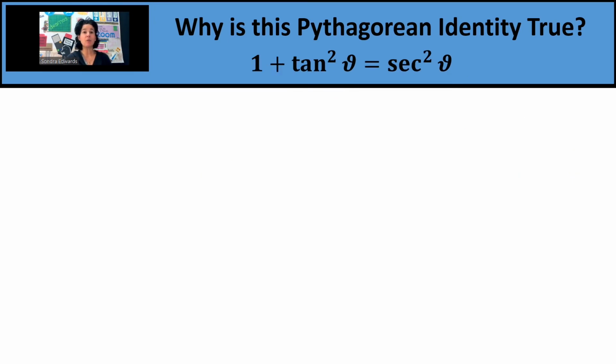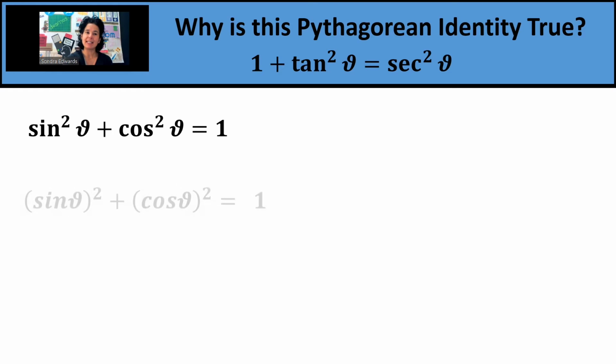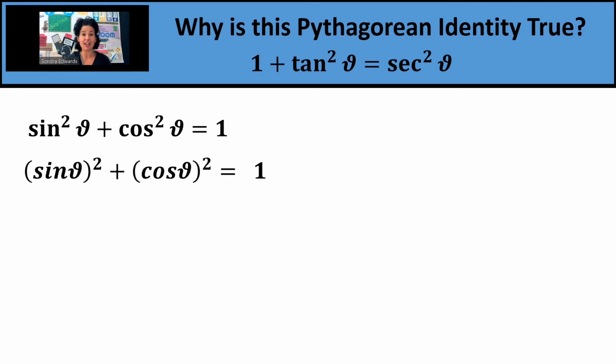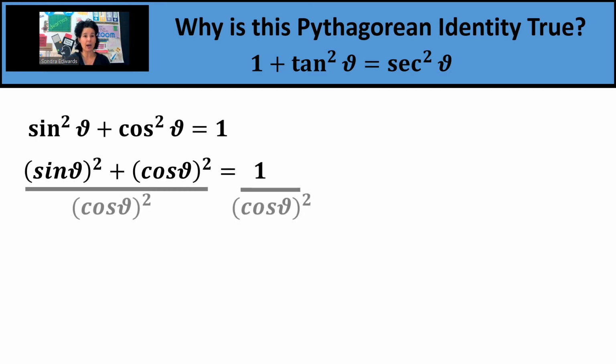If we want to derive 1 plus tangent squared of theta equals secant squared of theta, we can start with that last identity that we just created. Sine squared of theta plus cosine squared of theta equals 1. I'm going to take my own advice, and I do not care for that notation, so I'm going to immediately write that as the sine of theta squared plus the cosine of theta squared equals 1. Next, I'm going to divide both sides by cosine squared.